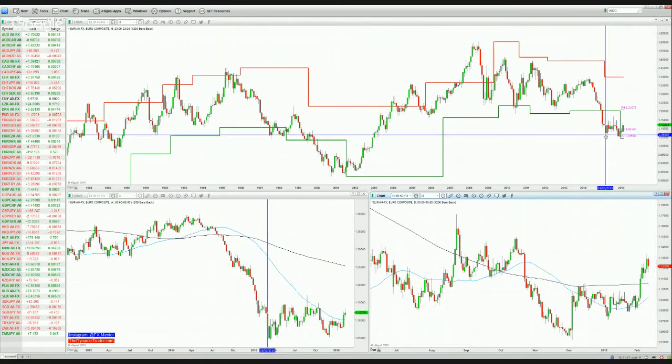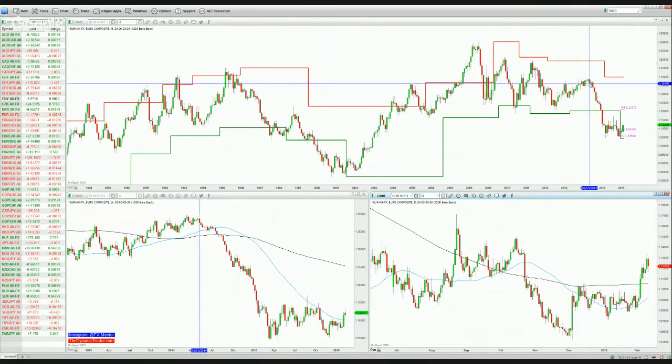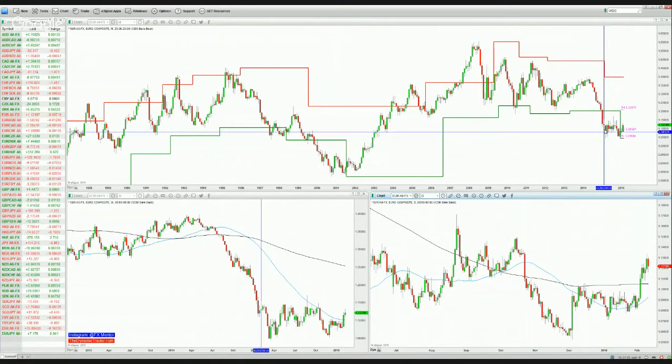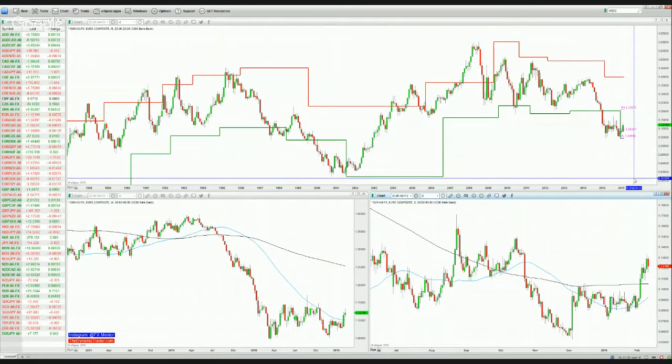Bias is always with the trend. So in this particular case, the bias is with the bears. So ideally, I want to see a correction to the downside and a continuation of the downtrend to 0.80.